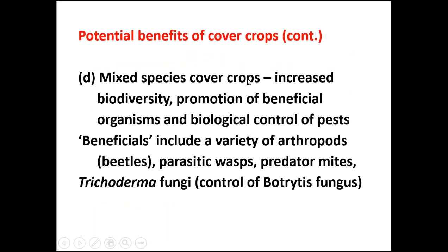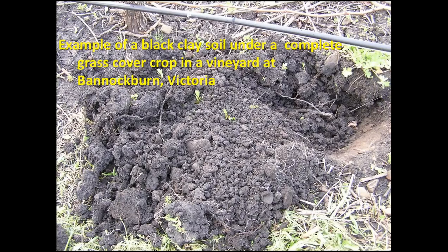Now going on with cover crops, mixed species cover crops can be very desirable because of increased biodiversity and the promotion of beneficial organisms which might be valuable for biological control of pests, such as parasitic wasps or predator mites. Now, just to give you an example of what a cover crop can do, this is a vineyard on a black clay soil in the Geelong region, and normally these black clays are difficult to manage, but under this permanent cover crop, which was complete under vine as well as in the mid-row, you can see that a very desirable structure has formed with plenty of relatively small aggregates, meaning that it's going to be well aerated but also well drained.